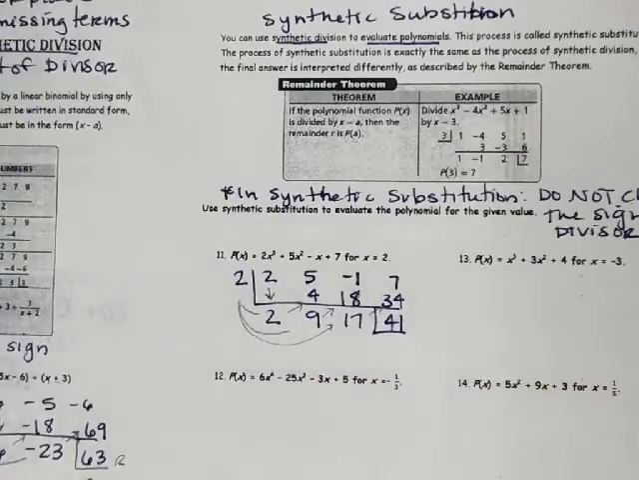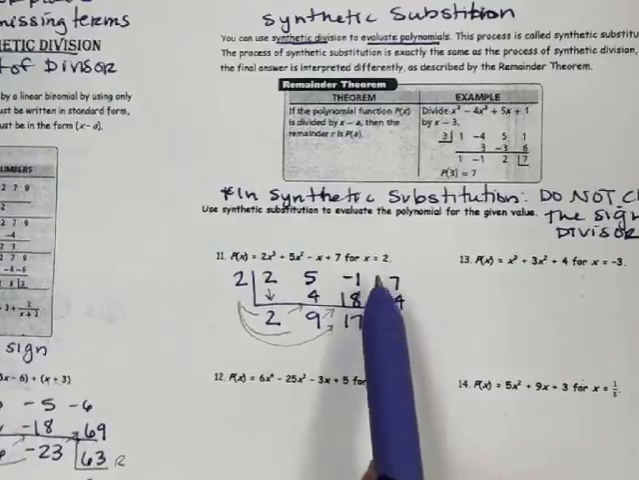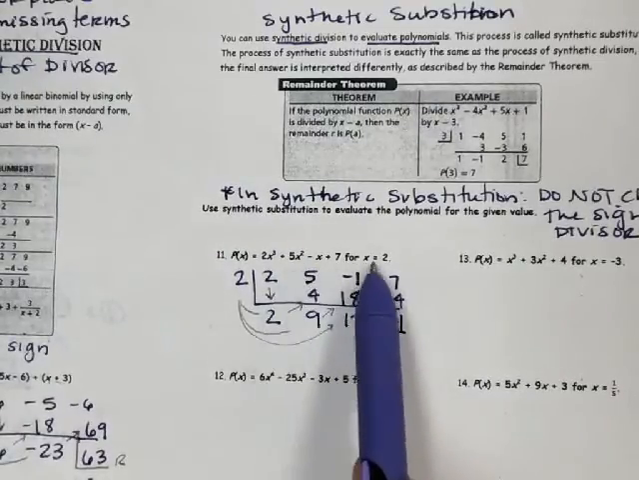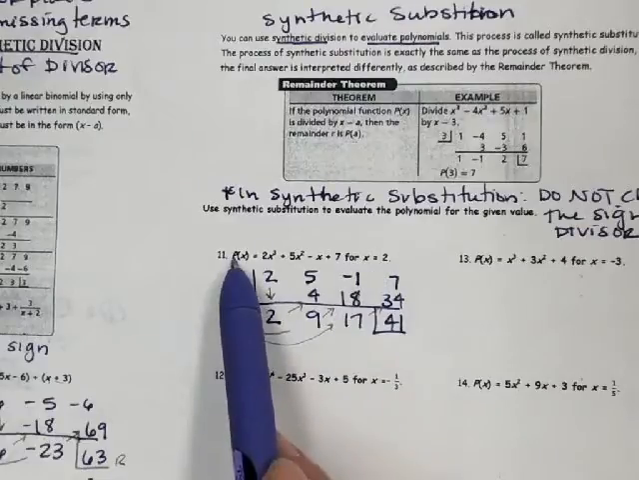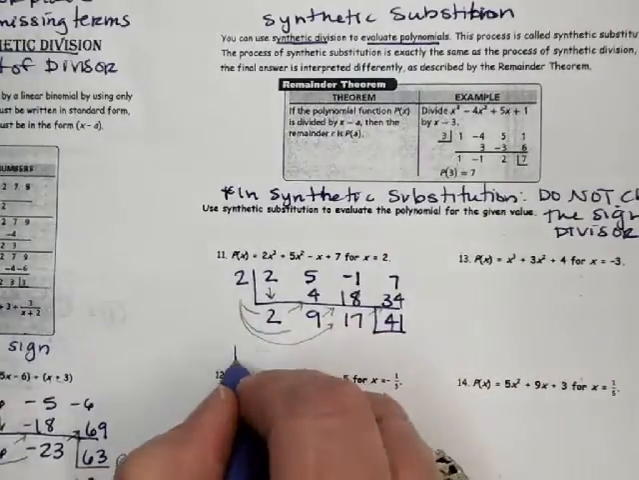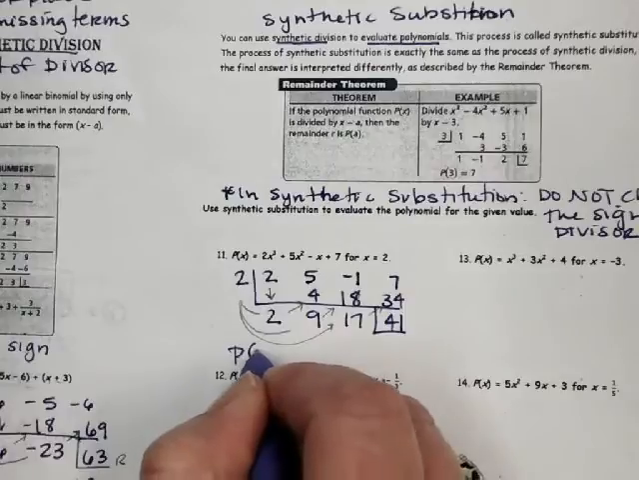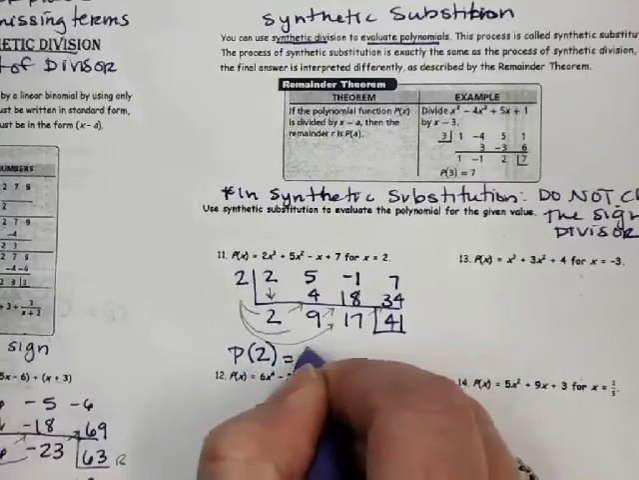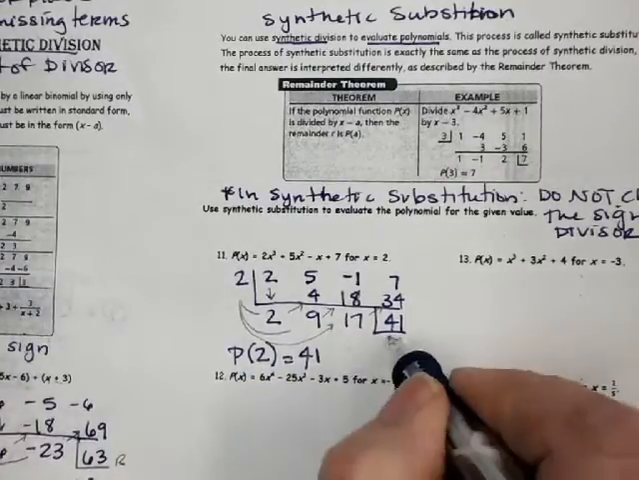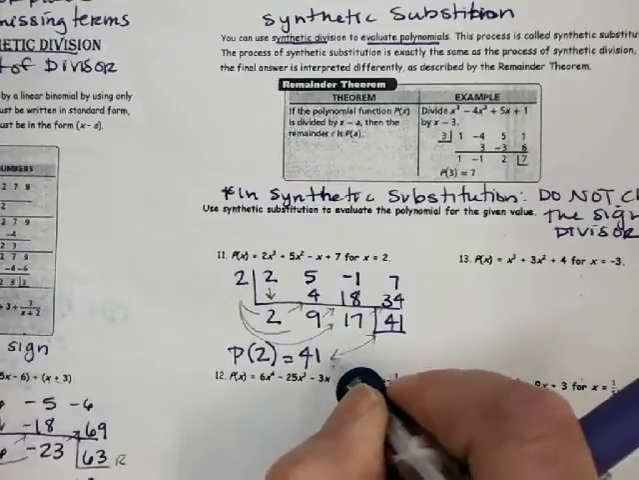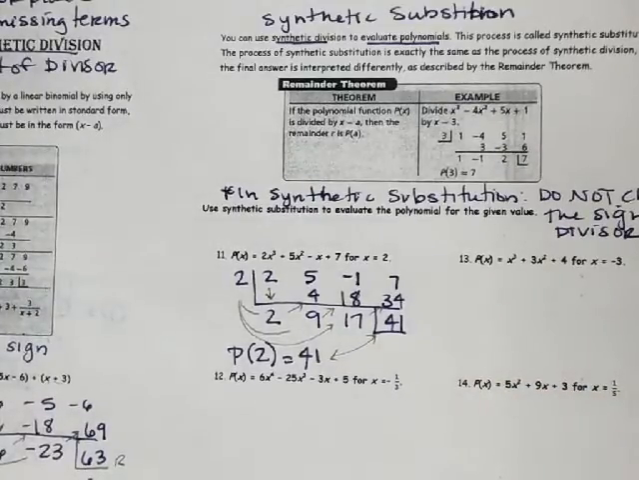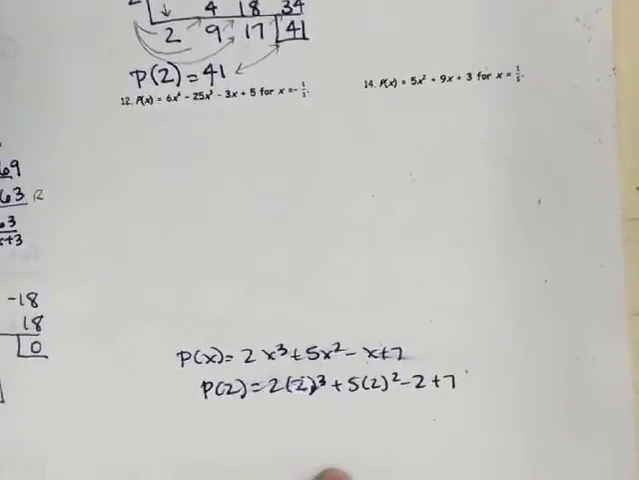So here's what my remainder tells me here. I'm not trying to figure out if that's going to go into that. I want to know if x is that, then what's the value of that function? So this tells me that if I substitute in a 2 for x, my answer is 41. And that's really neat how that works. It just works, and I'm going to show you, if you don't believe me, real quick right here at the bottom where I did it.